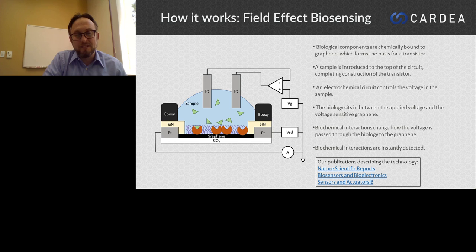Any biochemical interactions that change how that attached protein layer, attached receptor layer is formed, anything binding or interacting with our biology attached to the graphene, changes how the voltage is passed from the top, the sample part, to the bottom, the graphene part. That allows us to instantly detect biochemical interactions. We've published a few papers on this, most recently in Nature's Scientific Reports. There's some links here on this page. The Scientific Reports is open access and is a good summary of how our system works.